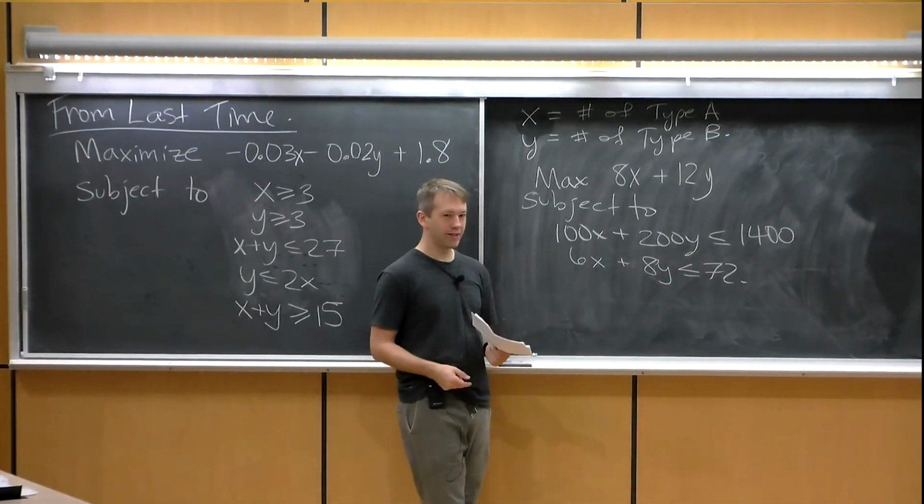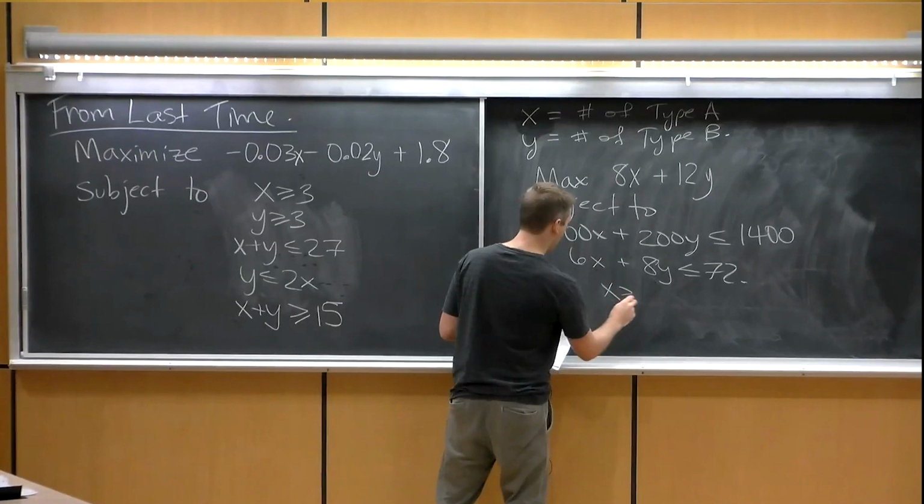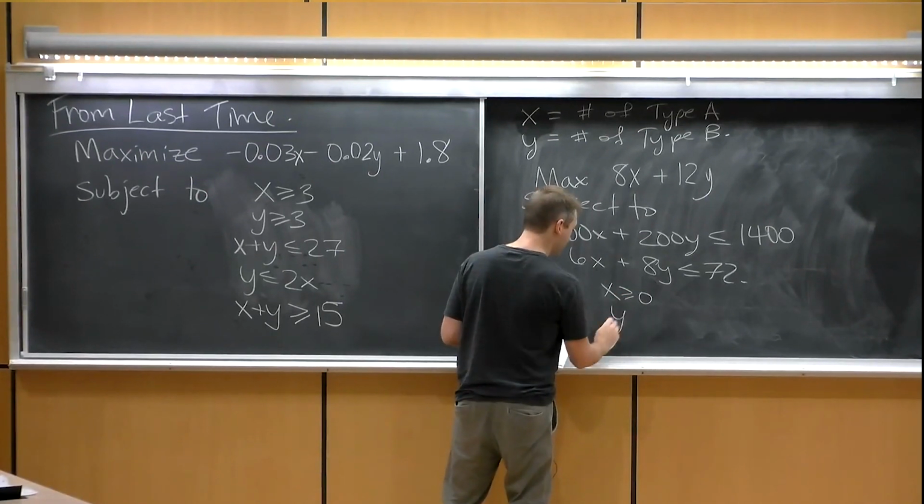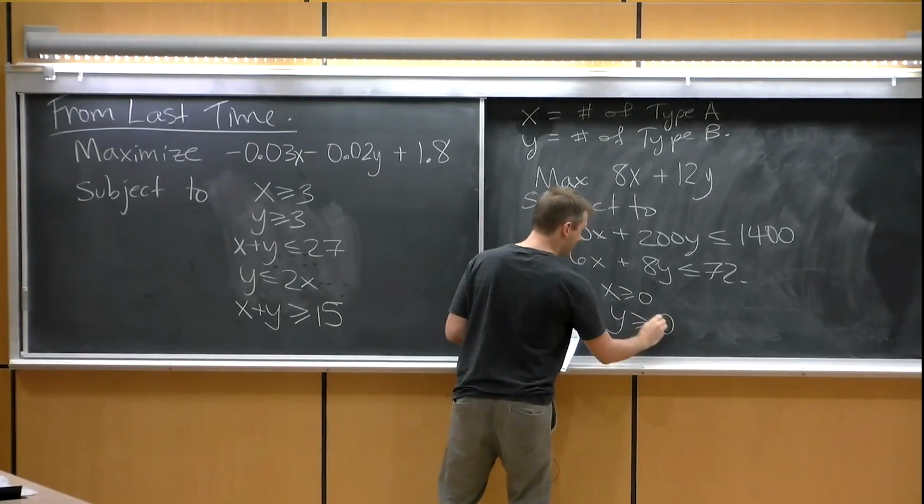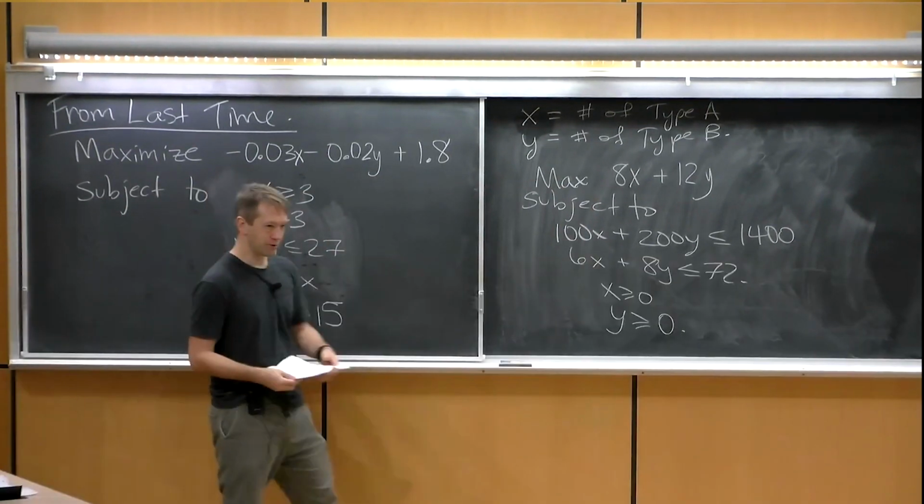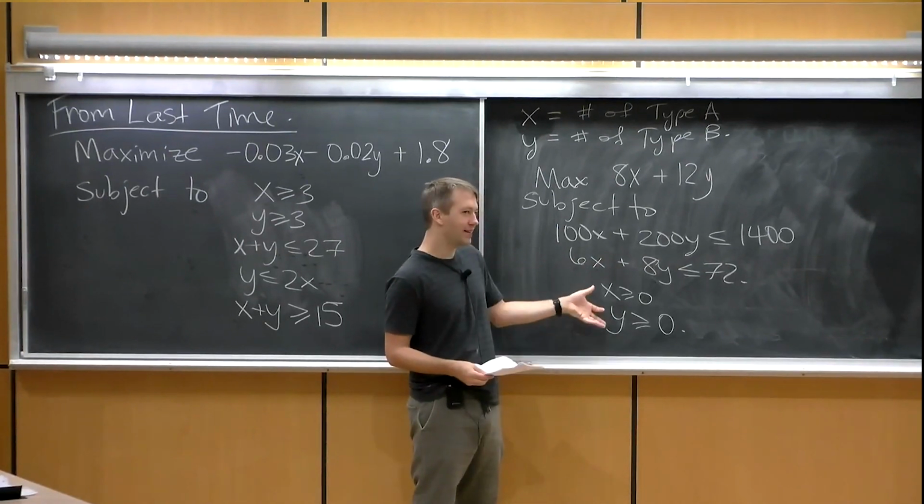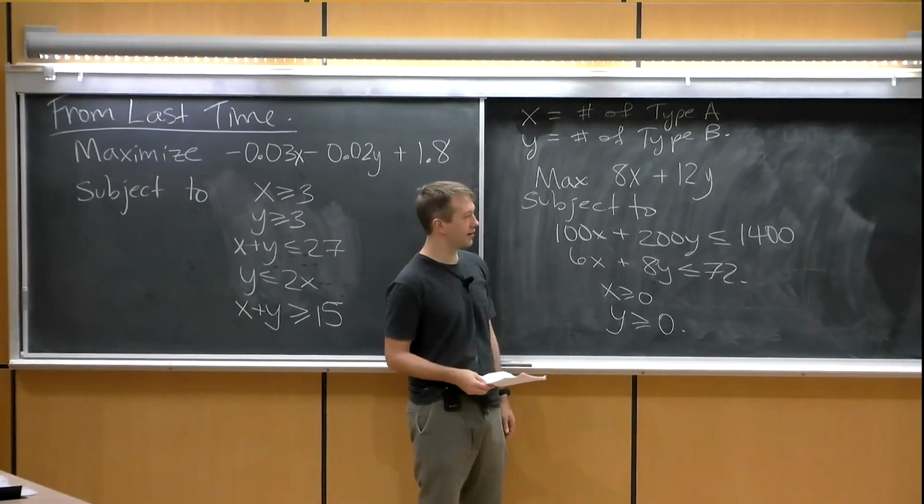Any other constraints that I might want to have here? Yeah, you can't be like, I'm going to buy -5 of one and 12 of the other. Right, so these have to be at least 0. This is always something you have to think about at some point: do I need this constraint?